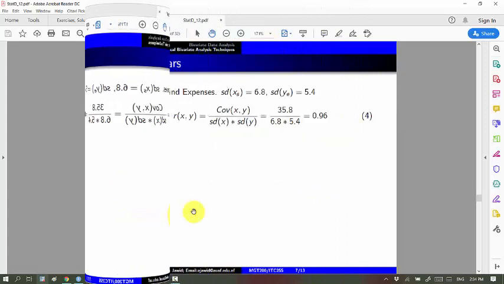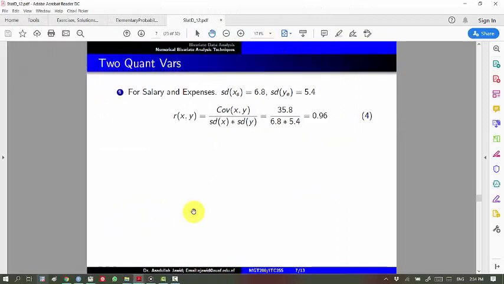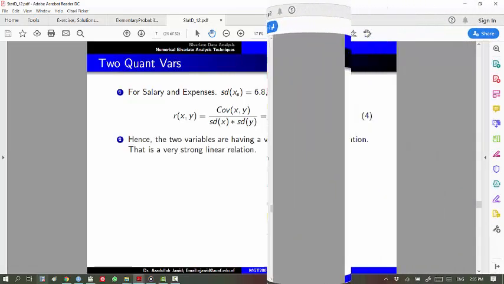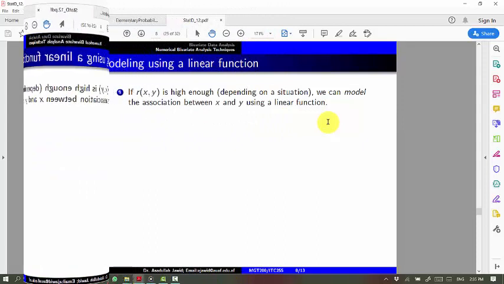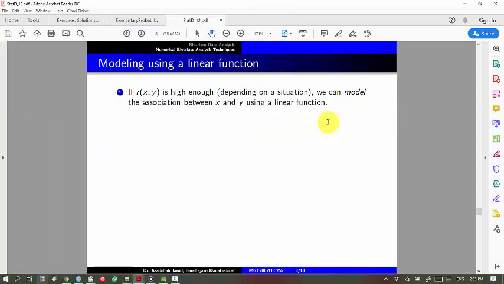For example, if I consider salary and expenses, once again, the standard deviation of salary is 6.8 and the standard deviation of expenses is 5.4. I use the covariance value from the last example, 35.8 something, divided by 6.8 times 5.4, which is 0.96, which is very close to 1, indicating a very high, strong linear association between expenses and salary. Now, if the correlation between two given quantitative variables is very high, this is an indication of a high linear association between the two variables.